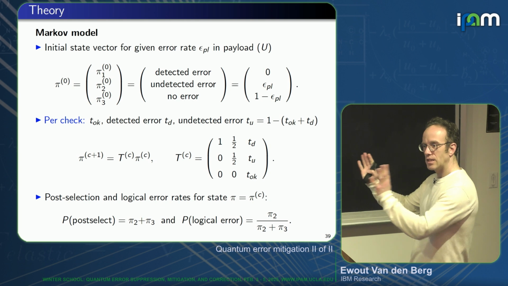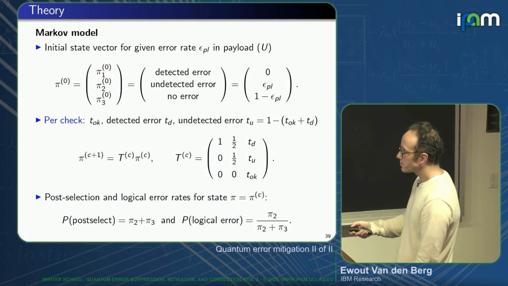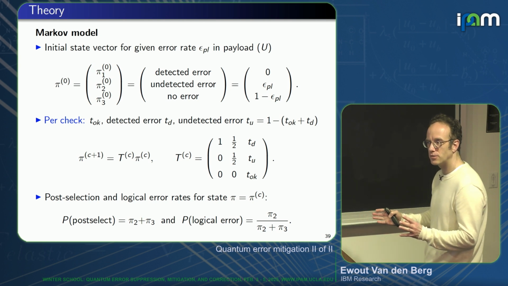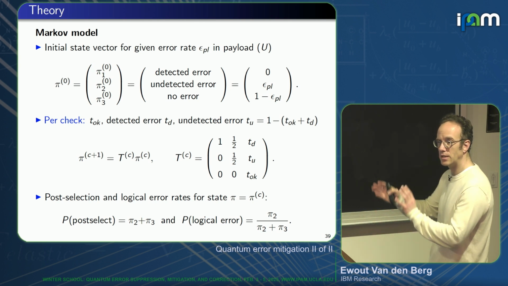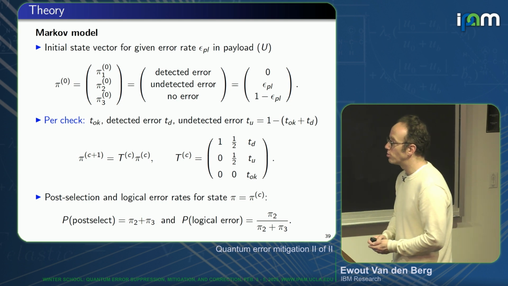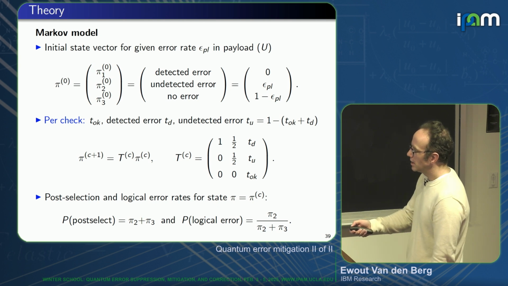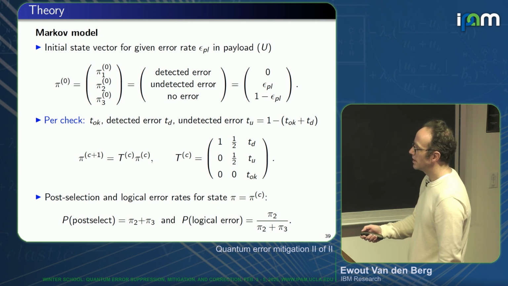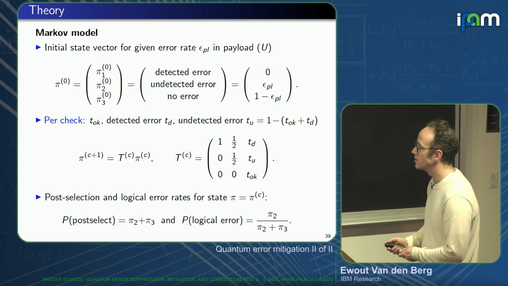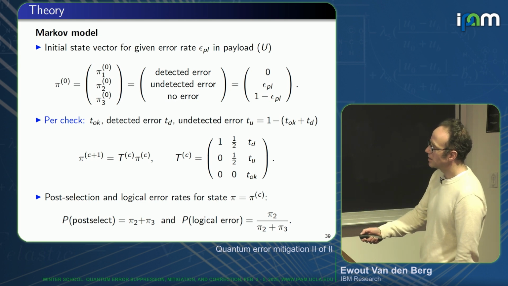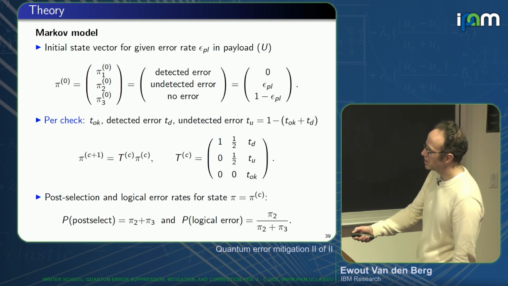Per check, so that's left and right or just left, you have a chance that there were no errors in the check at all. The check can also have an error by itself, just by the controlled Pauli operations, and sometimes these can be detected by itself as well. So let's say there's a detected error, and then there's an undetected error, which is all the rest of the probability mass. Then it turns out that if you add one check, you can update the probability vector with some matrix that looks like this.